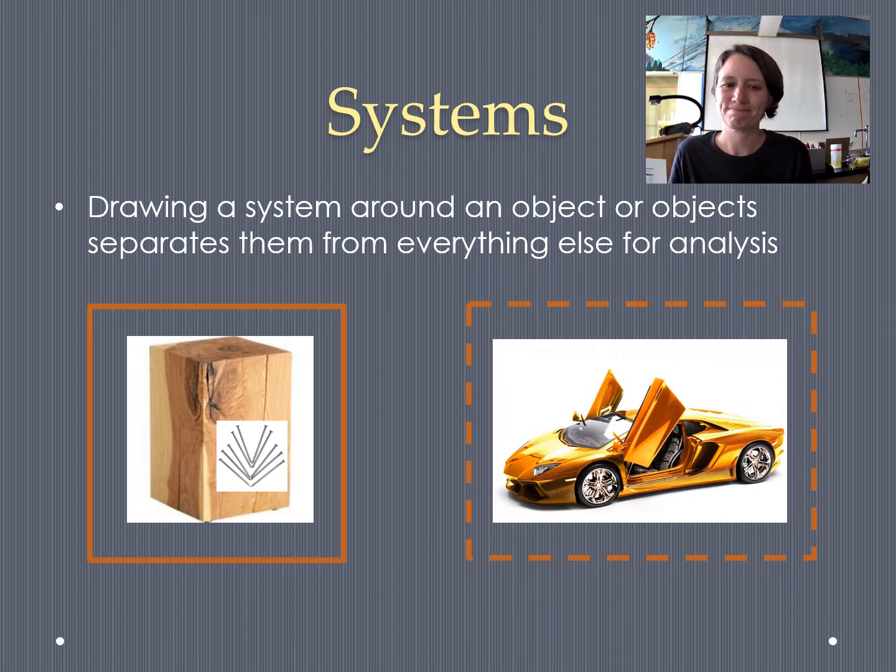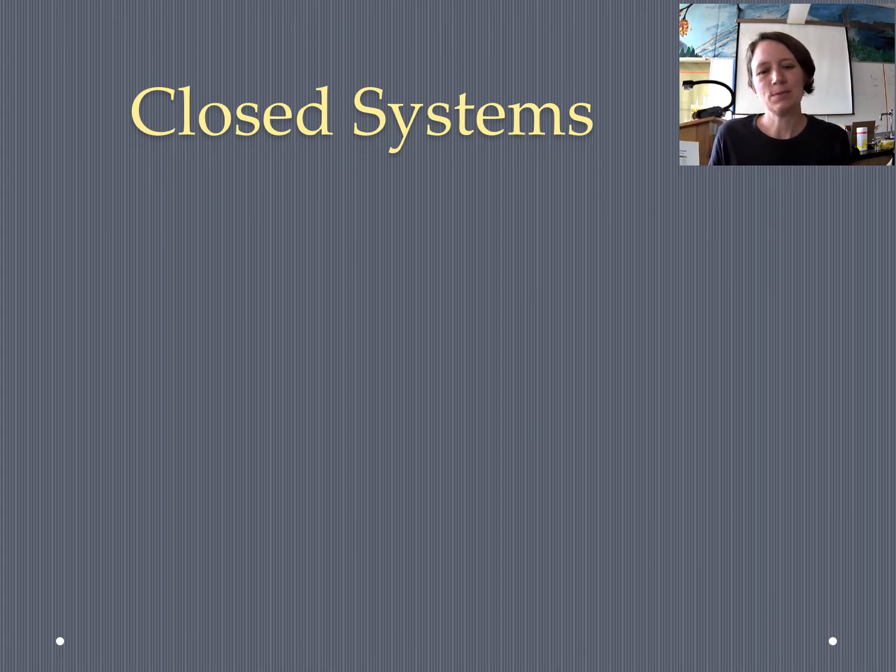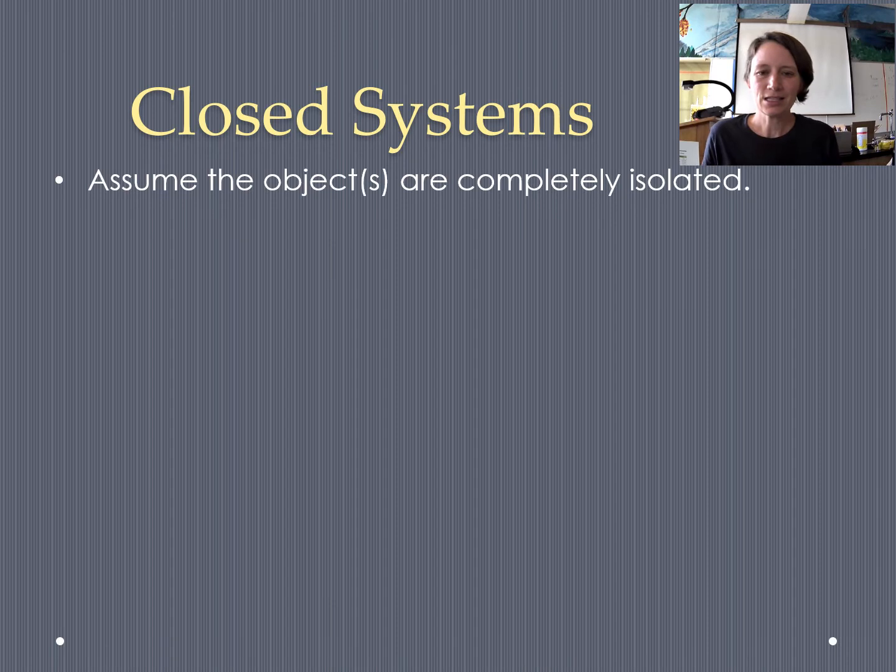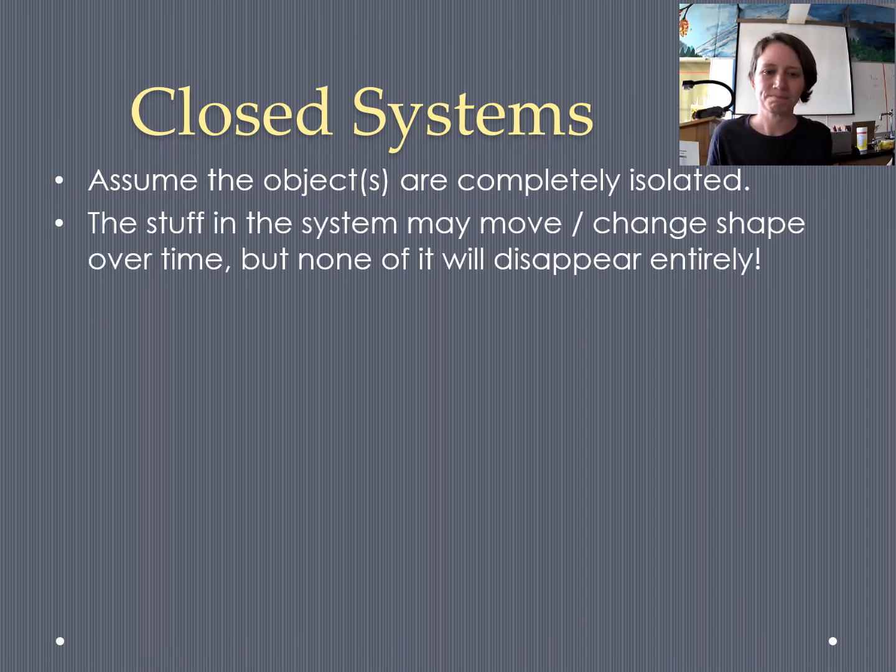2. So the first kind of system that you should be familiar with is what we're going to call a closed system. And as the word kind of indicates, a closed system assumes that we are totally going to isolate our objects from the universe. They are all by themselves. Nothing else is touching them. Nothing else is acting on them. Nothing is going in or out of our system.